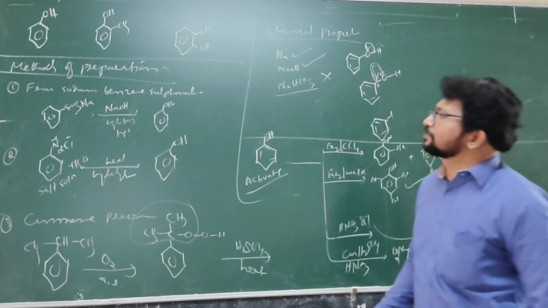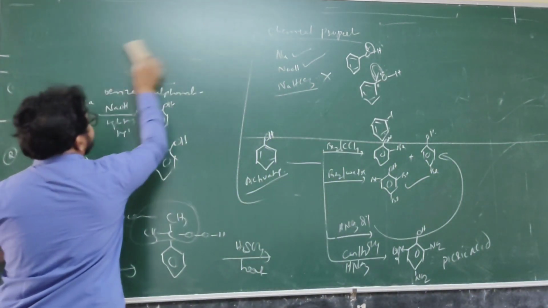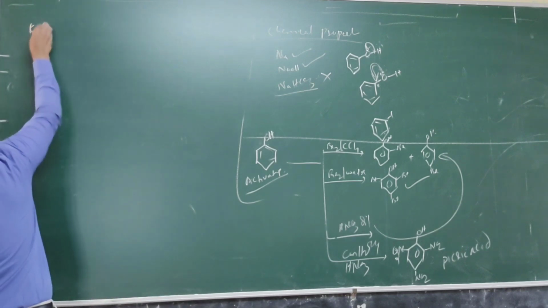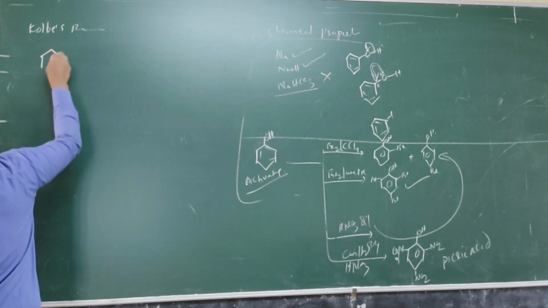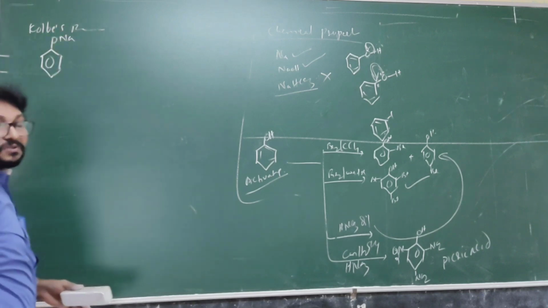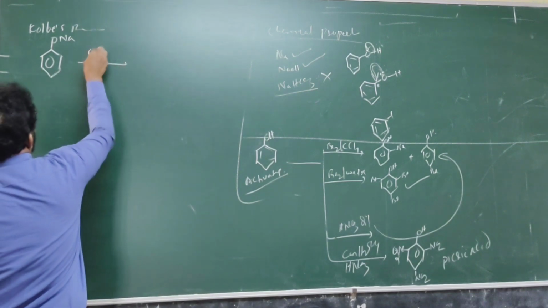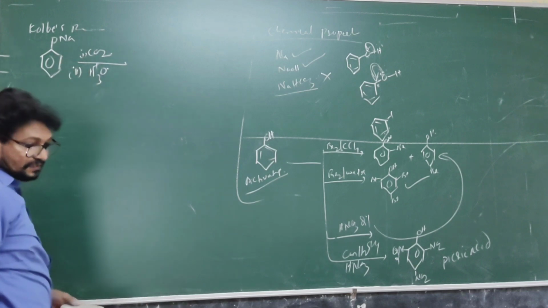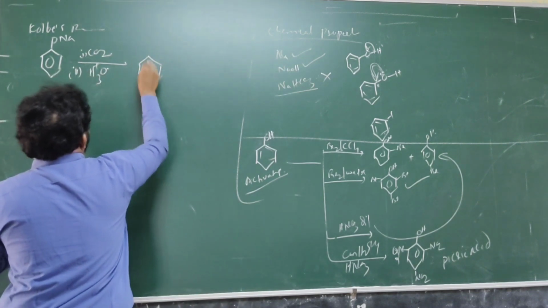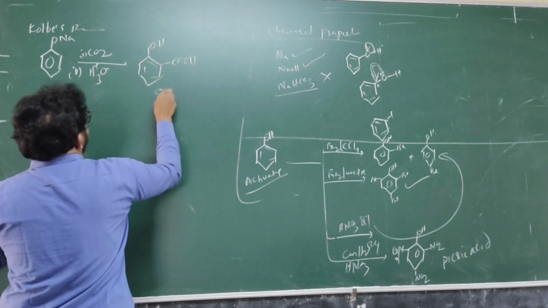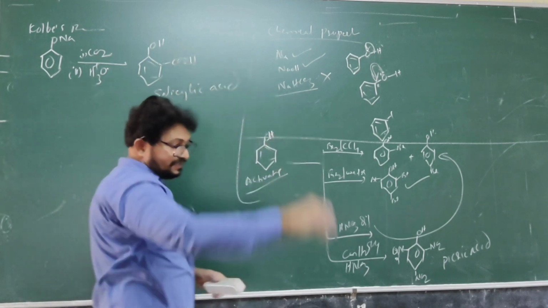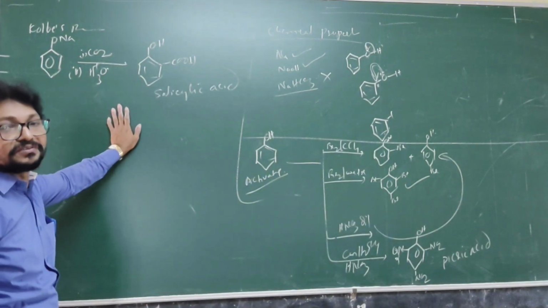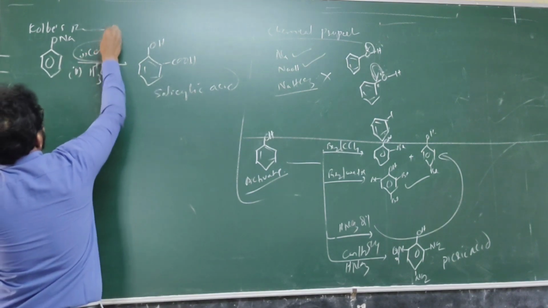Electrophilic substitution. Again, a mild electrophile can substitute after that. Carbon dioxide is a mild electrophile, which gives salicylic acid, which is used in medicines. Salicylic acid is going to be formed, and this is the Kolbe reaction. So here, what is the role of this weak electrophile?